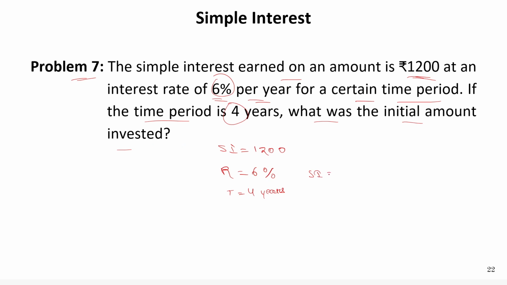So SI is equal to PRT by 100 when R is given in percentage, right? So this implies that P is equal to what? 100 into SI by R into T. So this is equal to what? 100 into 1200 whole by R is equal to 4, so 6%, so 6 into 4. So 6 will be what? 200. So 4 will be 50. So this is equal to 5,000 is the answer.